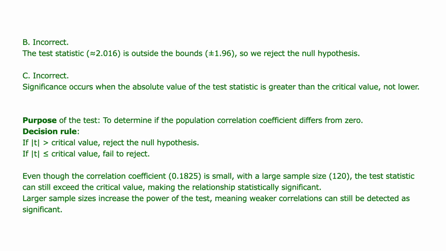The decision rule is clearly stated: reject H0 if t exceeds the critical value. A small correlation, 0.1825, can become significant with large n because the test statistic numerator increases with the square root of n minus 2. Option C is incorrect because it reverses the decision rule.